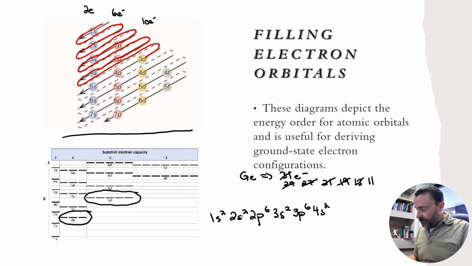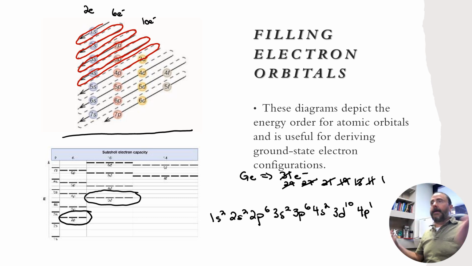Next up I get to the 3d. It can hold 10 electrons. I've got 11 to put in. I put in 10, so I'm down to only 1 more electron. That 3d is full. I get to the 4p, and I get 4p1. So there's an electron configuration by using that top way as well.